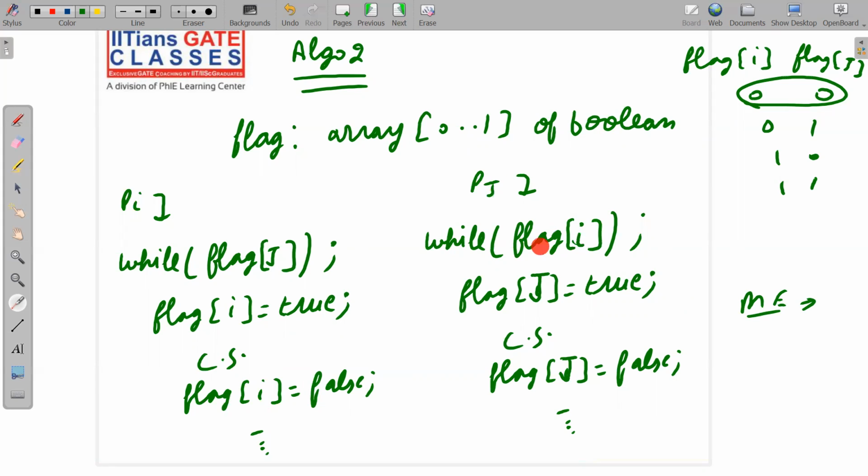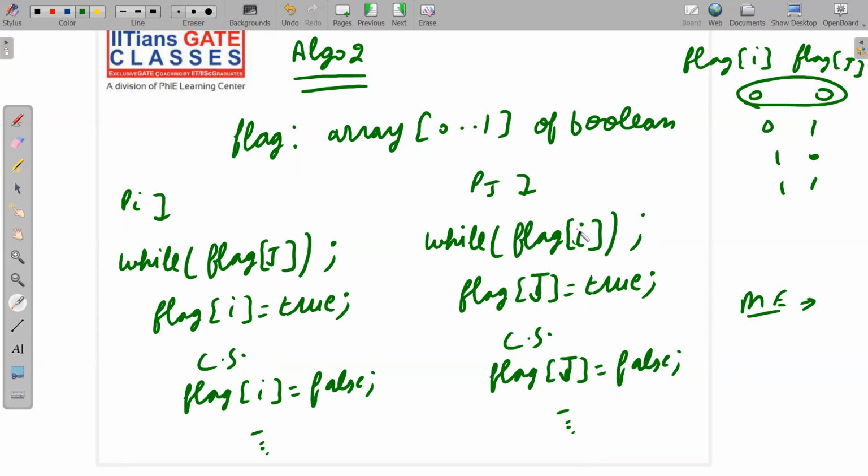PJ is saying while flag I, that means if PI wants to enter CS, I will not enter. Now imagine if PI does not want to enter CS, that means flag I is 0. Then the loop will be broken and it will come out of it. If PI wants to enter CS, flag I will be 1. So while 1 means it is an infinite loop. So it will keep on rotating here because there is a semicolon. After while we have a semicolon, which means it will keep on rotating here itself.